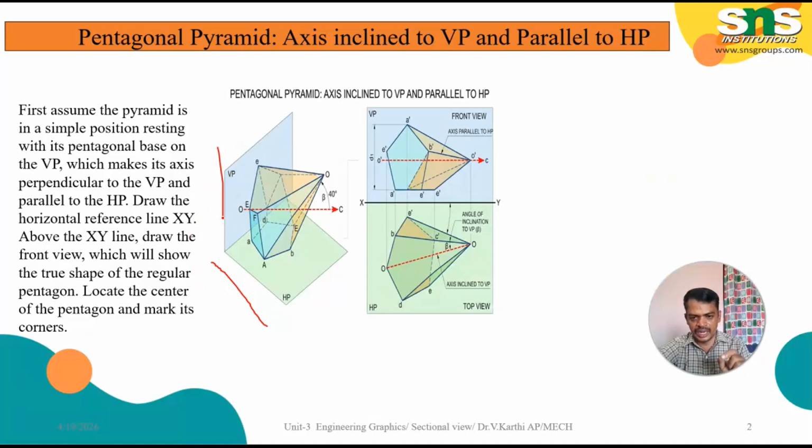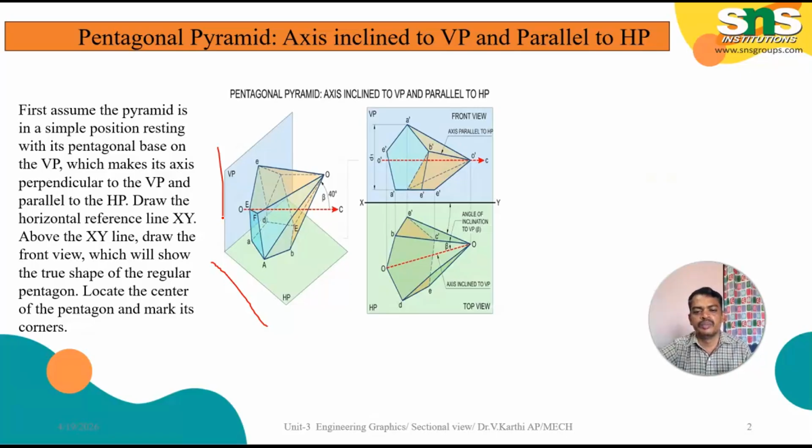Terminology: axis, the line joining the apex to the center of the base, regular hexagon, and slant edge, joining the apex to the base vertex. Actual length of edge is viewed incorrectly. The data: side of hexagon approximately 25 mm, axis length 60 mm, and inclined at 40 degrees to VP. Axis parallel to HP.